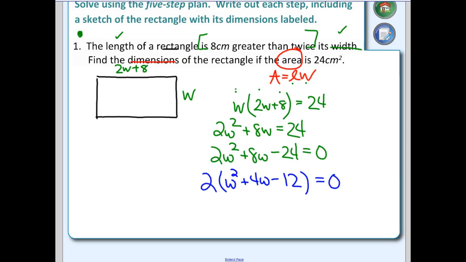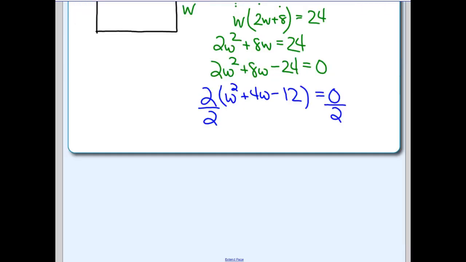Now, this little 2 is a problem child, but we can get rid of him easily by dividing both sides by 2. If I divide both sides by 2, it still works out nicely because now we've got W squared plus 4W minus 12 equals 0. 0 divided by 2 is 0. So now we've just got the x factor.